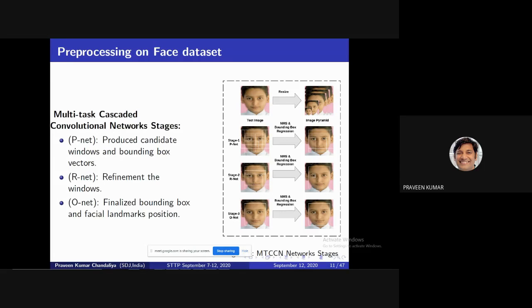Maybe the required size is 64 by 64, or 128 by 128, or maybe 224 by 224. So what are the three main networks used in this model? They are PNet, RNet, and ONet. What is the use of PNet? It takes the input image, and this image is resized into 16 by 16, 32 by 32, 64 by 64, 128 by 128, and 224 by 224. This is the pyramid architecture of the image.